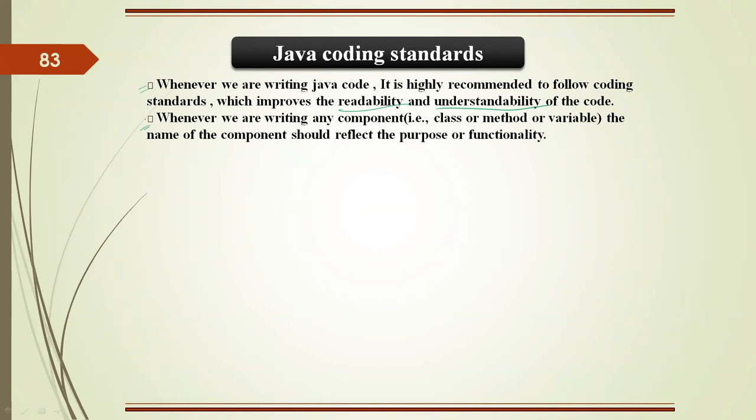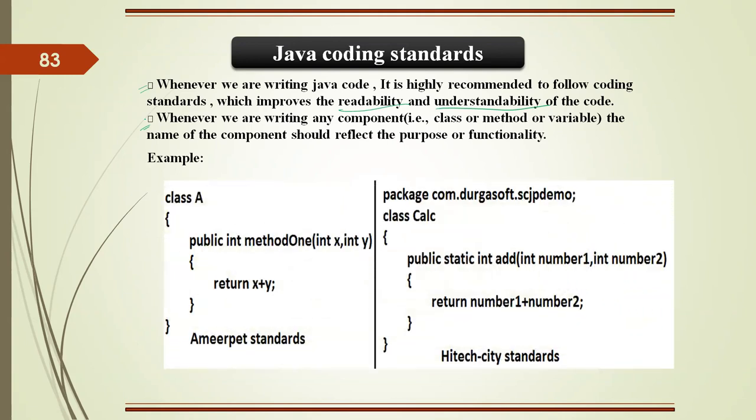The second point: whenever we are writing any component, that is a class or method or variable, the name of the component should reflect the purpose of the functionality. Like this example: class A, public int method1(int x, int y) { return x + y; }, which is a normal standard. In Java, calc is the calculator we are developing.